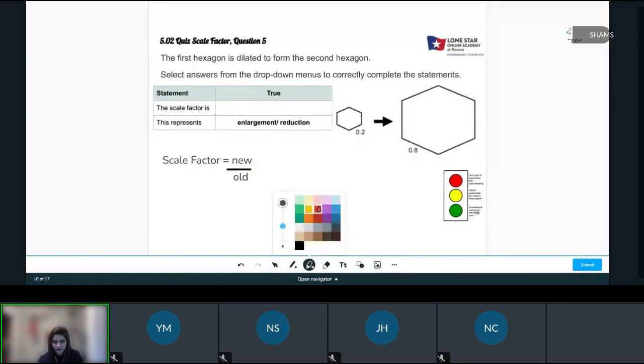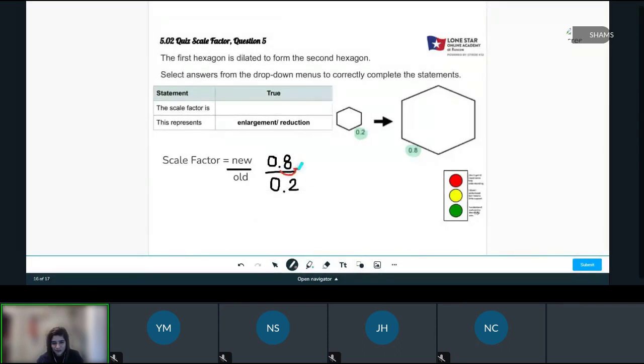We'll go to the hexagon. We'll see the new side seems to be 0.8. So we will say 0.8 is one of the new sides. Then the matching side in the old hexagon is 0.2. So we can set it up as 0.8 over 0.2. Remember, you can always multiply by 10 and get rid of the decimals and make the calculations much easier.